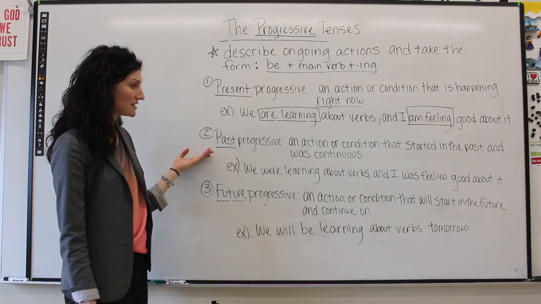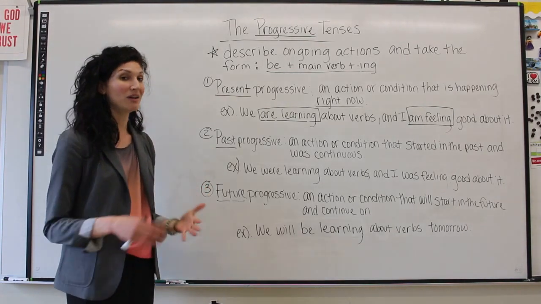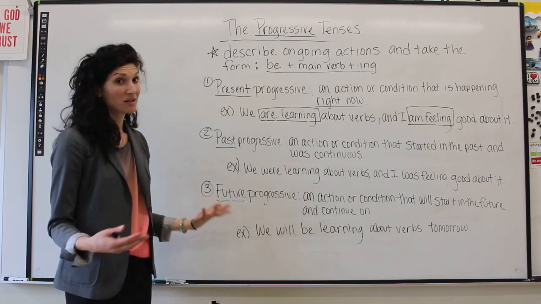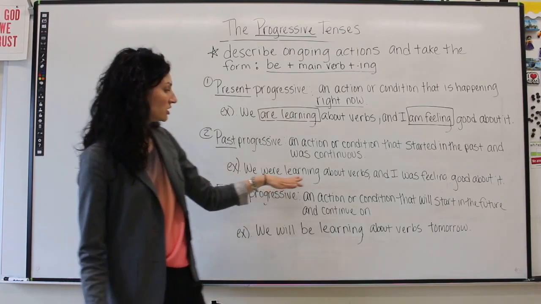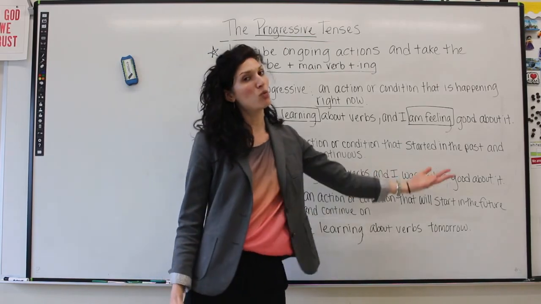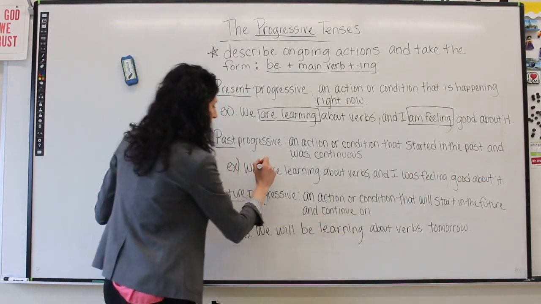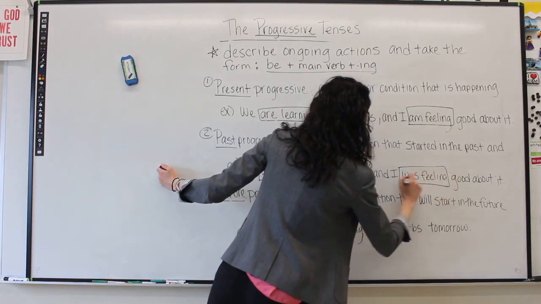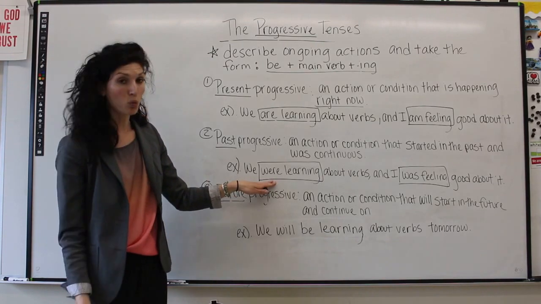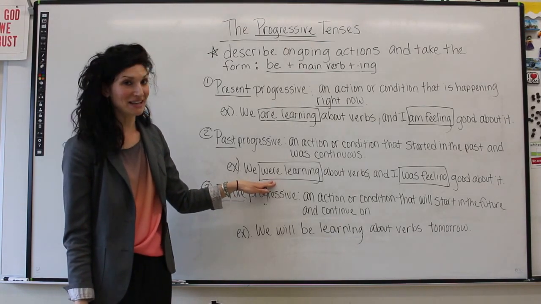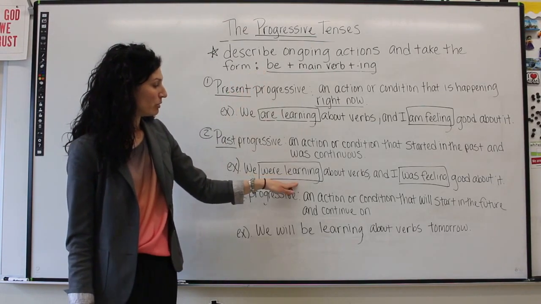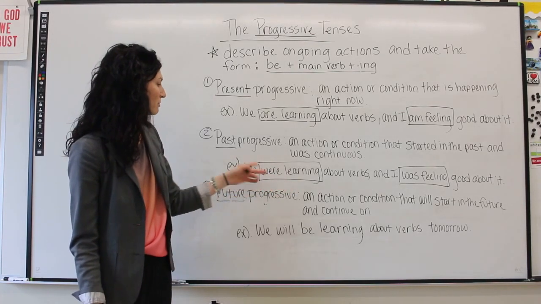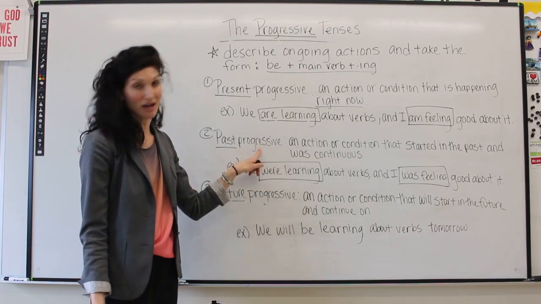If you take a look at the past progressive, we use that when we're talking about an action or condition that started in the past and was continuous. So again, we were learning about verbs and I was feeling good about it. We have were learning and was feeling. Were is the past tense of the verb to be, followed by learn with an ing ending. Therefore, we know that it must be past progressive.